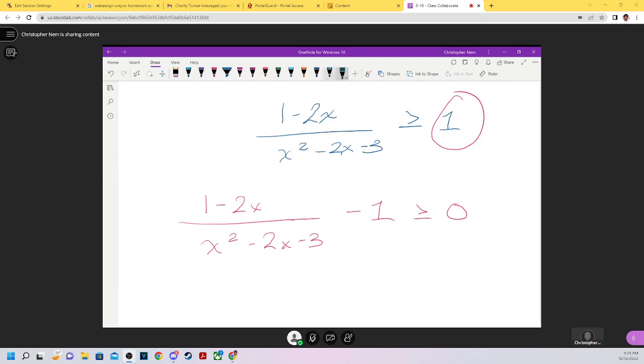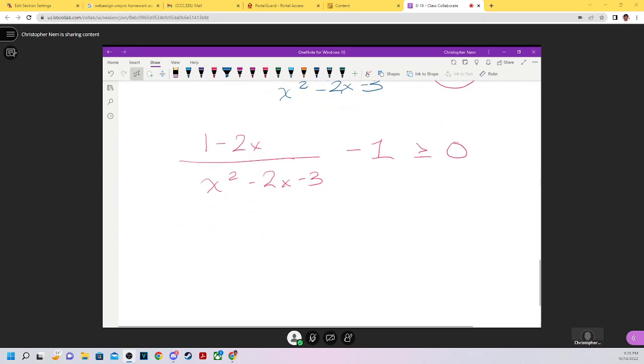Well, you should see an issue with this already. I don't like the way this looks. I would love it if we had one rational expression instead. So go ahead and combine them together. If I wanted to combine them, this is just 1 minus 2x over x squared minus 2x minus 3 minus, and then I just multiply my denominator out because it's just 1 now, right? So I can do that.